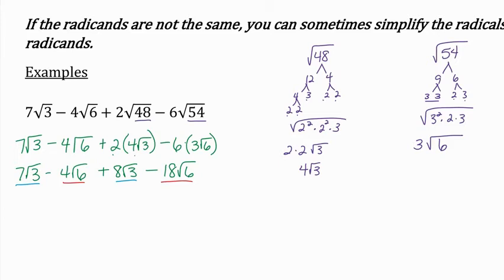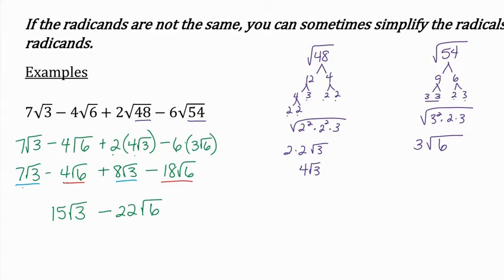So if we combine our like terms, I'm not going to write it all out in order this time, but if we just combine our like terms, a 7 radical 3 plus 8 radical 3 would give us 15 radical 3. And then a negative 4 radical 6 and a negative 18 radical 6 would give us a negative 22 radical 6. So coefficients in front change, number inside the radical stay the same.